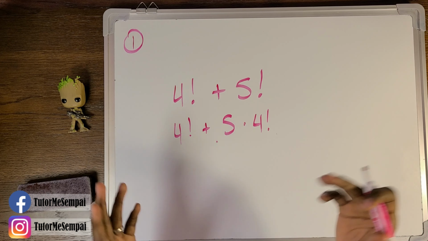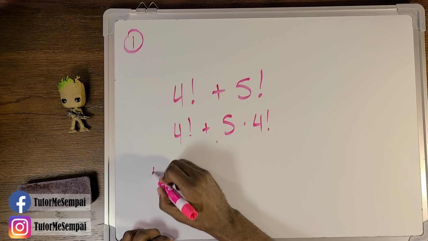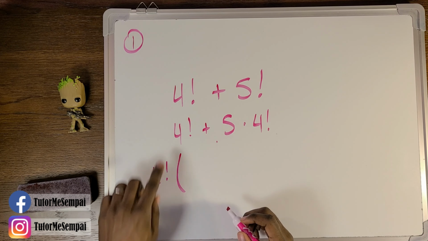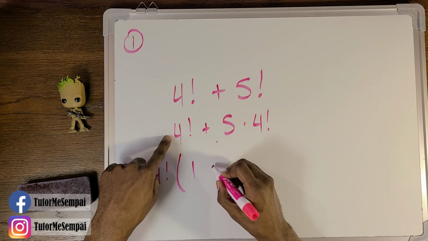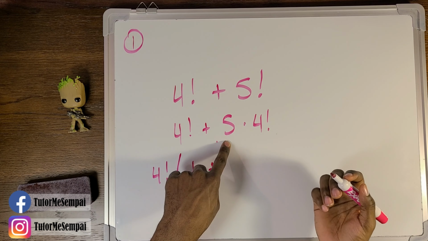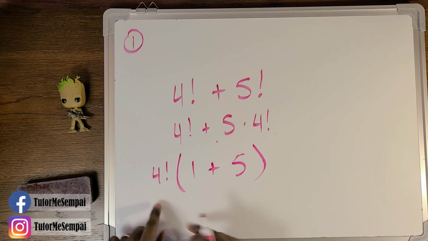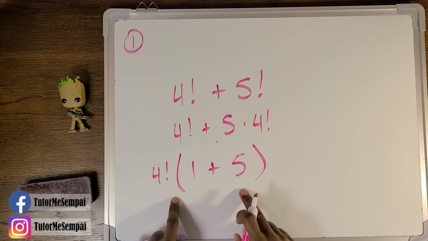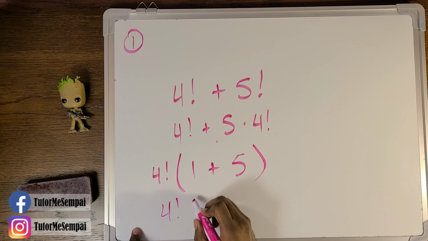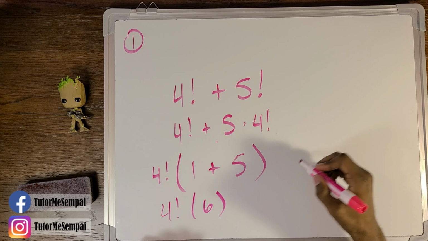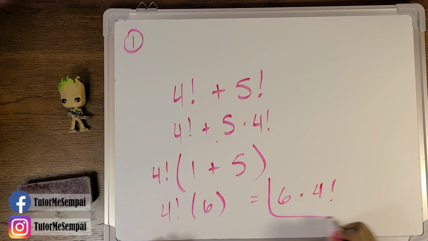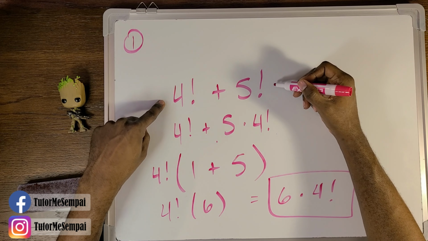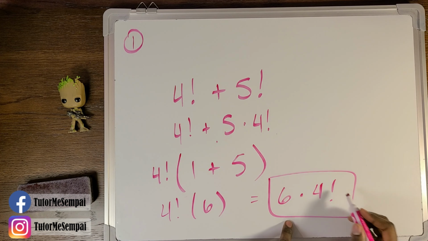And when we do so, we get what? Well, we're going to have a 4 factorial on the outside. What's left over when you factor a 4 factorial out of this? 1, plus what's left over here, 5. So 4 factorial times 6 is going to be our answer. Or you can rewrite this as 6 times 4 factorial, and you can leave it just like that. That's your simplified answer. Instead of having 2 factorials, we're a little bit simpler by just having 1 factorial.